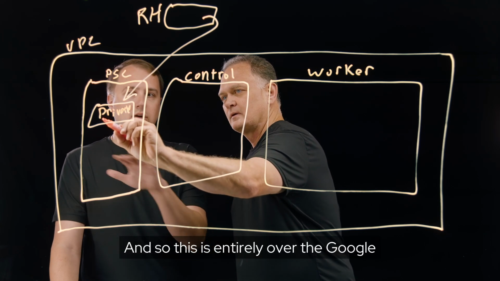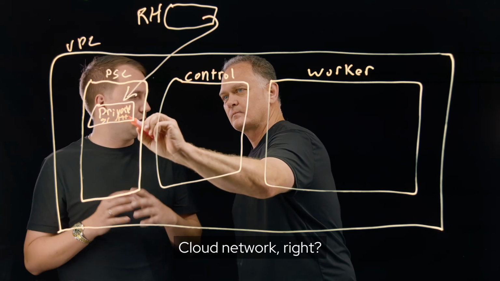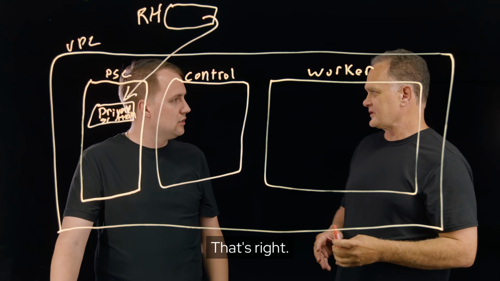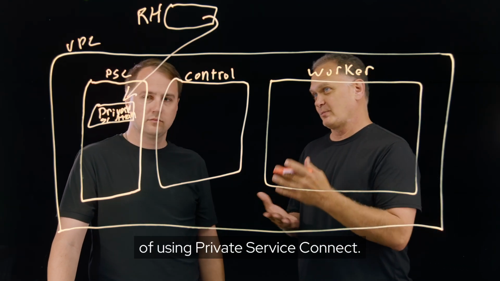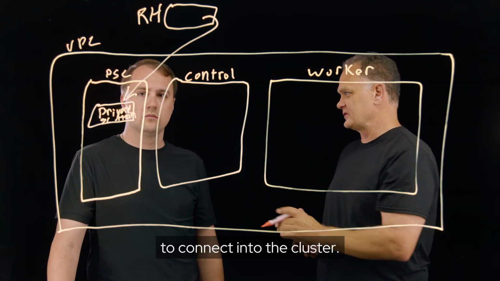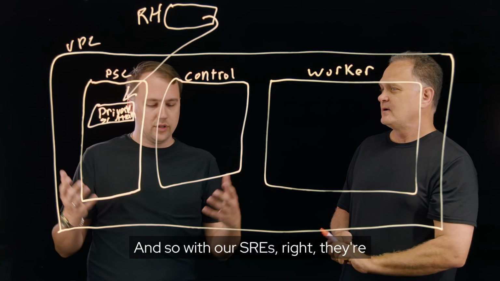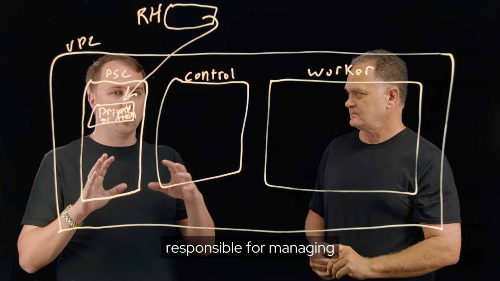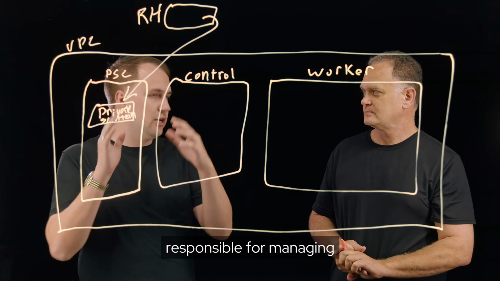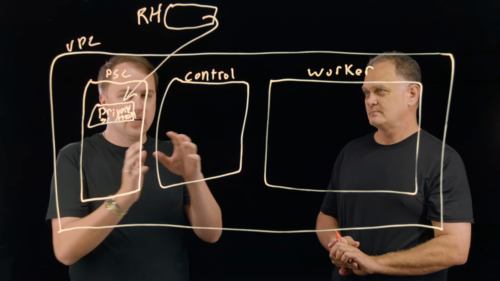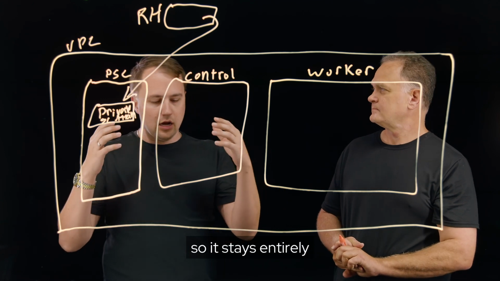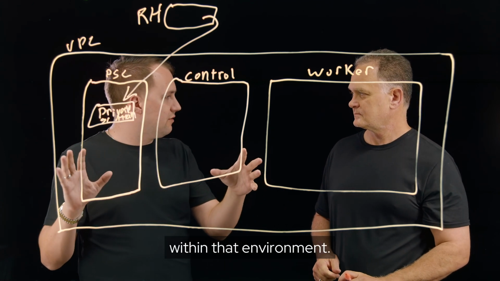And so this is entirely over the Google Cloud network, right? There's no internet access required for our SREs to access this. That's right. And that's one of the key advantages of using Private Service Connect. It's a secure way for Red Hat SREs to connect into the cluster. And so with our SREs, they're responsible for managing the entire platform. That means they're responsible for managing the control plane, managing the worker nodes. They're doing that all over the Google Cloud network so it stays entirely within that environment.